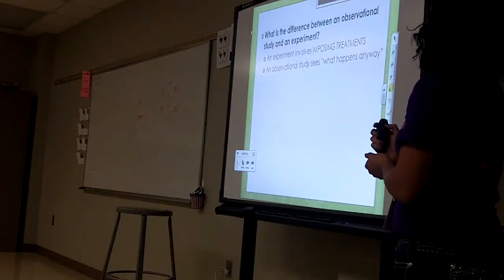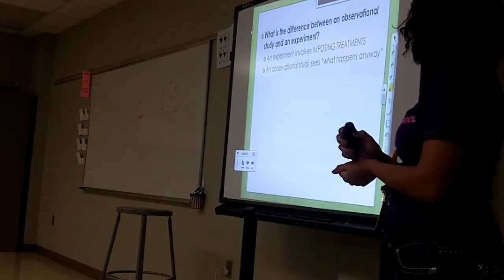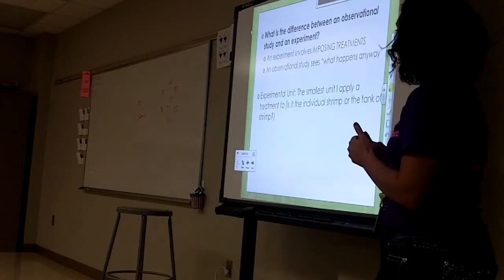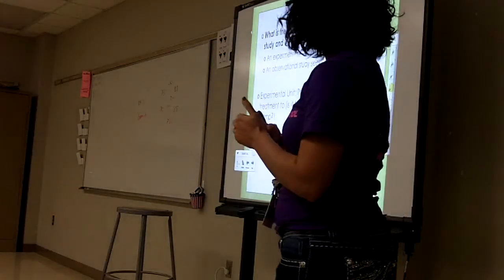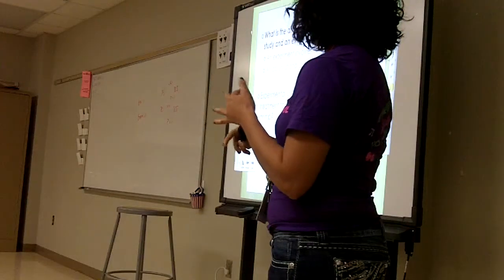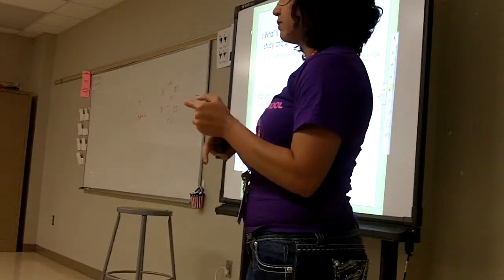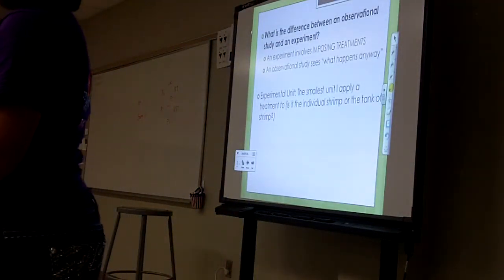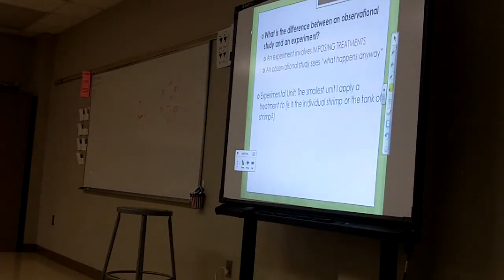An observational study sees what happens anyway, and an experimental unit is the smallest unit I apply a treatment to. Is it the individual shrimp or the tank of shrimp? Smallest unit I apply a treatment to. So the individual shrimp.